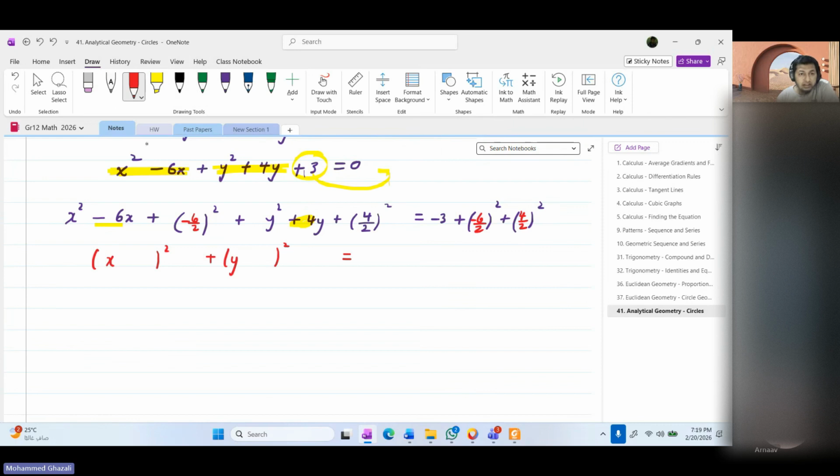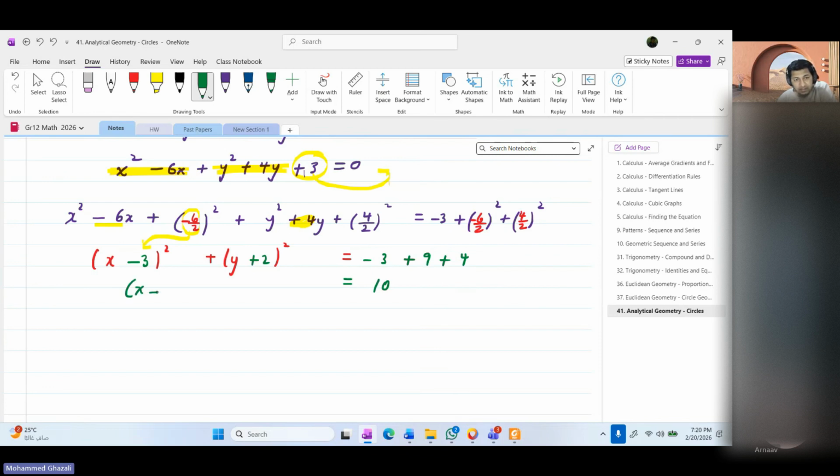Now, what is the value that you need to put here? Whatever the value is inside the bracket, you need to take this -6 and divide it by 2 with the sign. You can see I took the sign. So that value goes there, which is -3. And 4 divided by 2 is 2. So plus 2 here. And on the other side is -3 plus that's -3 squared, which is 9, plus 2 squared, which is 4. Right, so I'm getting over here 13.